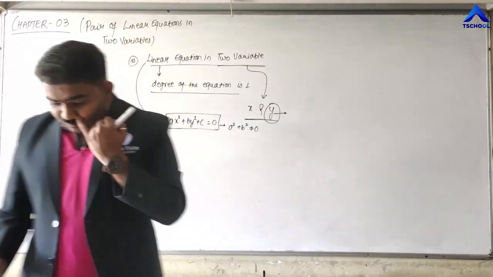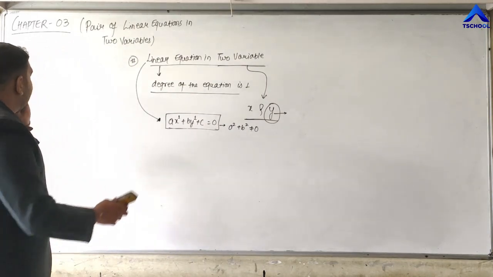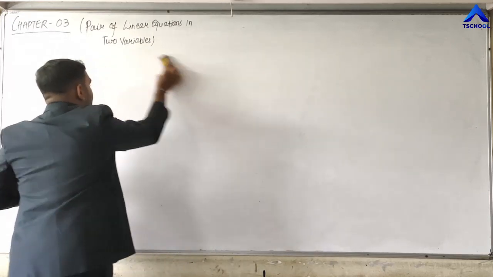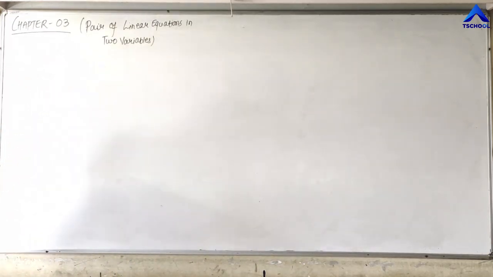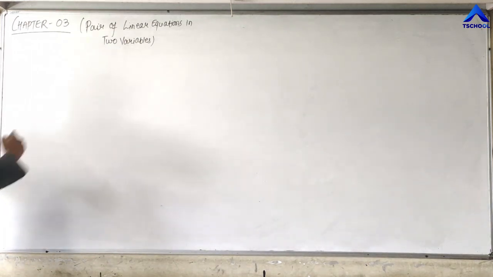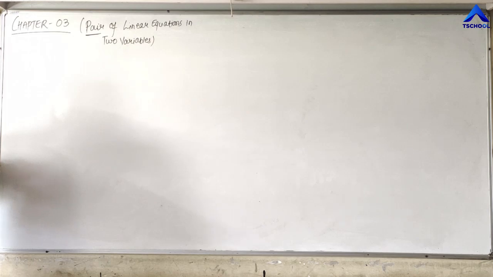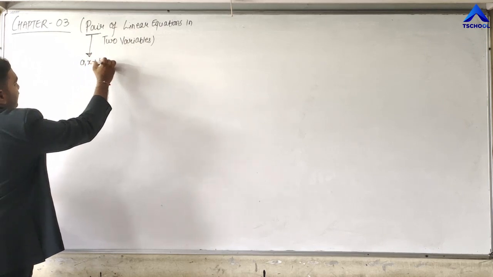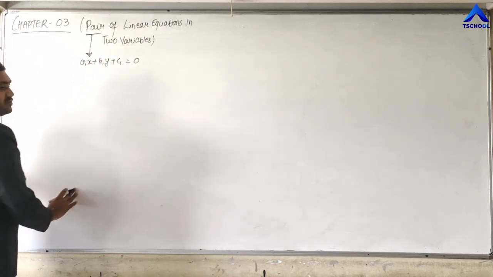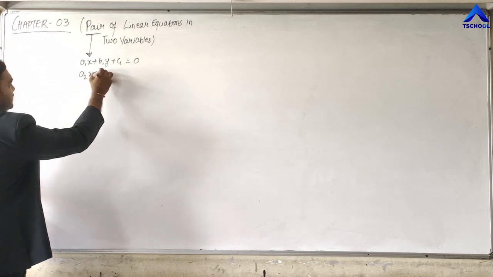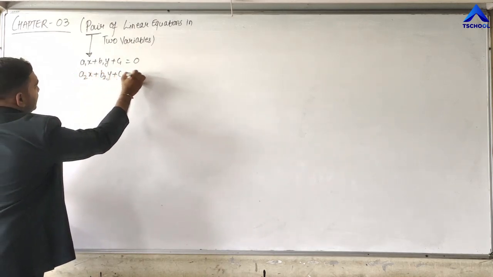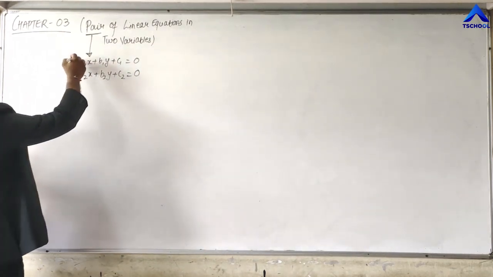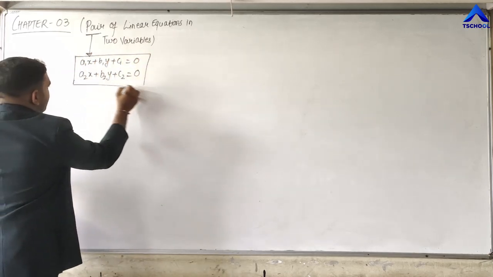Now we are going to move further with this topic, that is, a pair of linear equations in two variables, right? So what do you mean by pair? Pair means there will be two such equations. The pair of linear equations in two variables is generally represented by the general form a1x plus b1y plus c1 equal to 0 and a2x plus b2y plus c2 equal to 0, right?